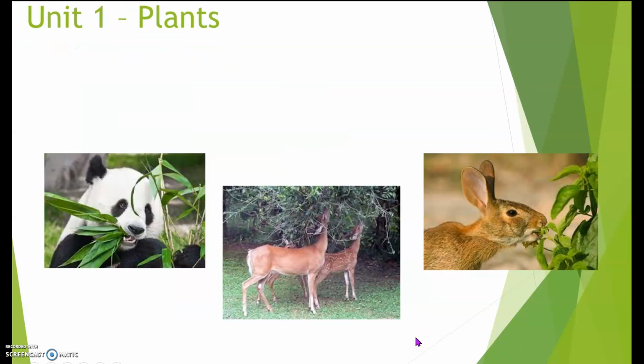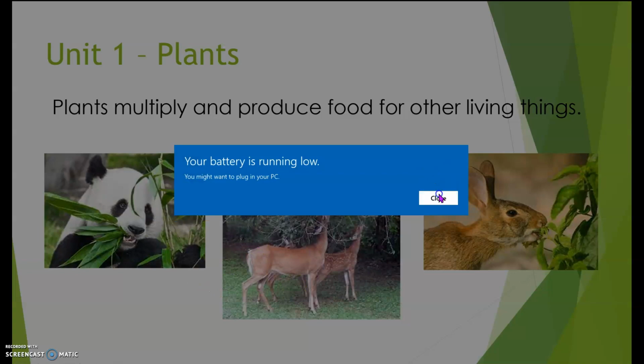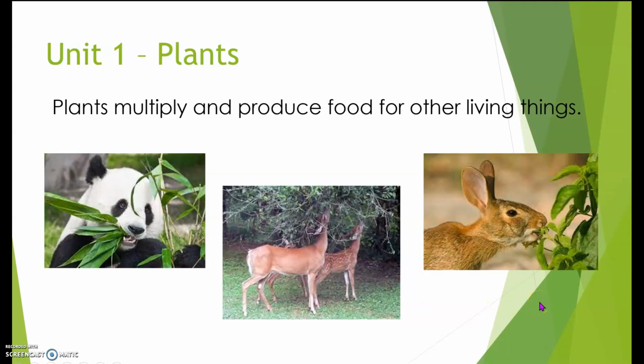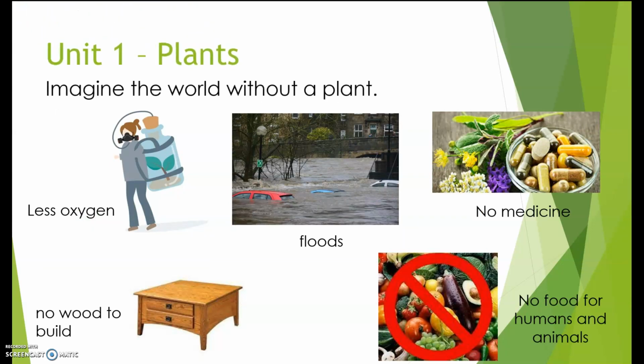Okay, next. If the plants continue to live, plants can multiply and produce food for other living things, such as animals. As you can see in the picture, they are eating the plants. Okay, let's move on to our next slide. We also talked about how we can imagine the world without plants. Again, repeat after me. Imagine the world without a plant.